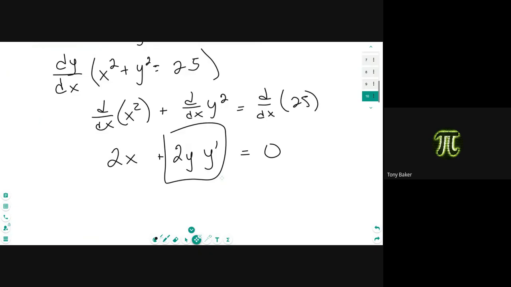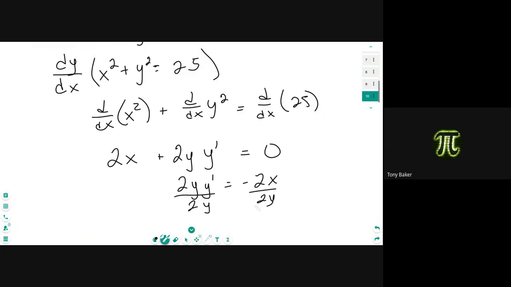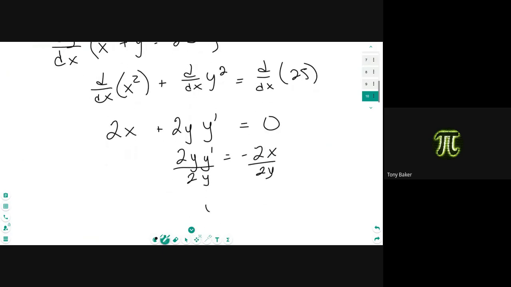So how do I solve this for y prime? Now think back to your algebra. That's the first step. Subtract the 2x. So I have 2y y prime equals negative 2x. And then divide both sides by 2y. So y prime equals x over y.